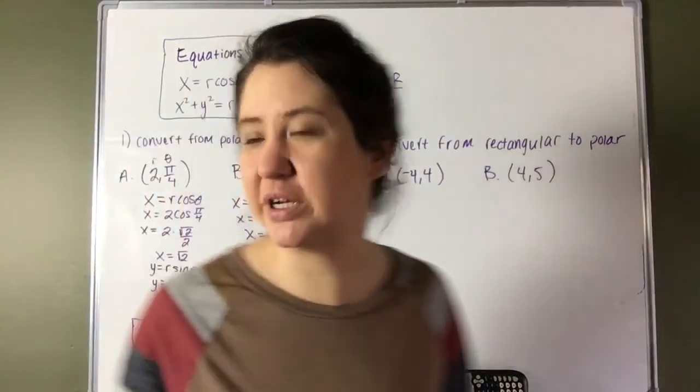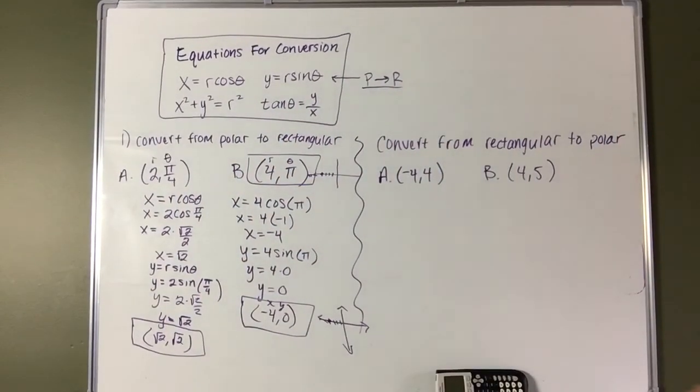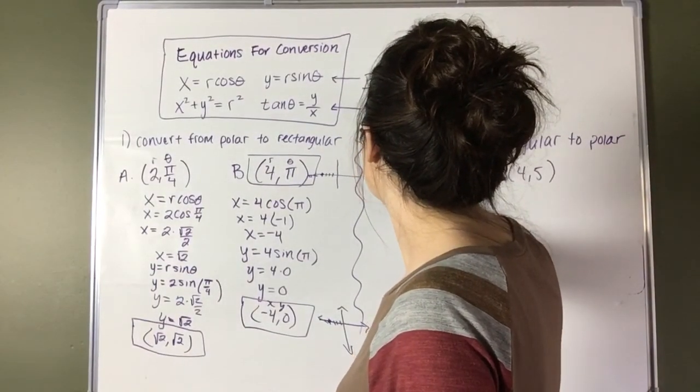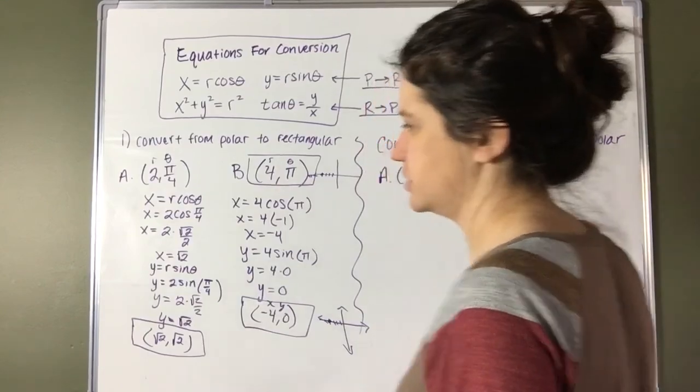All right, let's jump over here. This is a little bit harder to go from rectangular to polar. We're going to use these equations. So to go from r to p, use those.